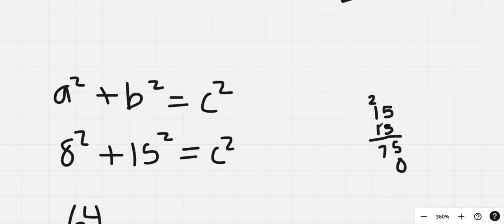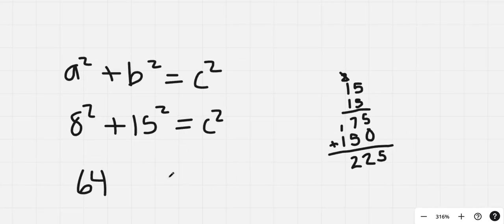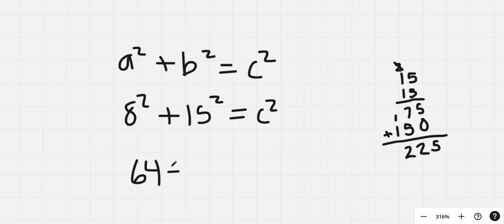Write our 0. We're going to start in the tens place. 1 times 5 is 5. And 1 times 1 is 1. Then we add the two together. And we get 5 plus 0 is 5. 7 plus 5 is 2. Carry our 1. And 1 plus 1 is 2. So 15 squared is 225. So now we have 64 plus 225 equals c squared.